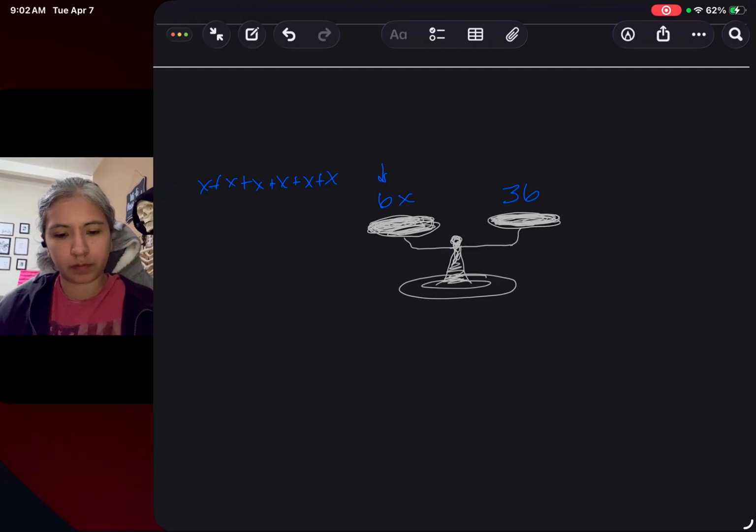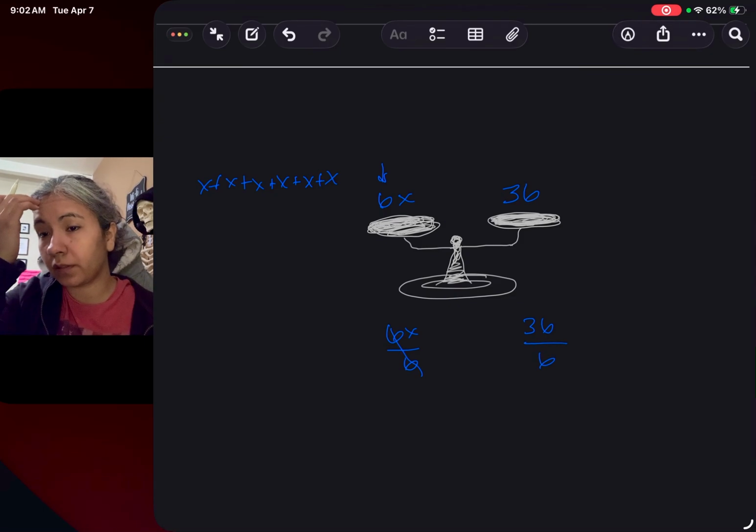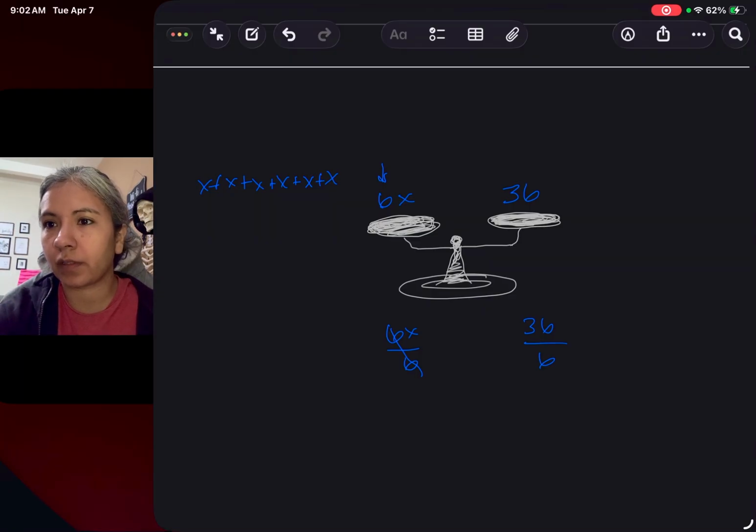I believe. Let me make sure that I'm saying the right thing. No, that's the coefficient. So we can divide by the coefficient. So we can do 6x divided by 6, 36 divided by 6. That would get the x by itself here, which would give us x and 6, because 36 divided by 6 is 6.